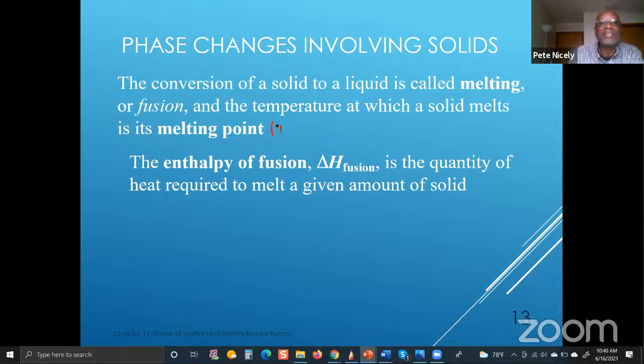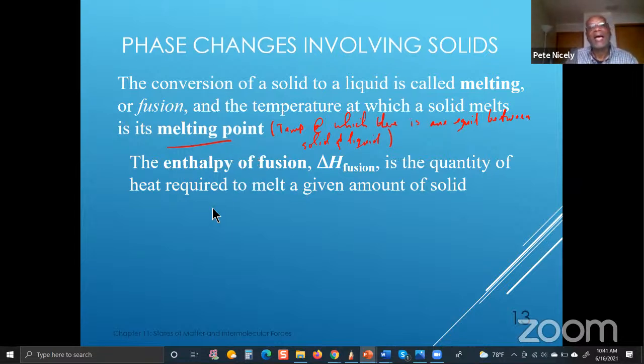The melting point, which is the temperature at which there is an equilibrium between solid and liquid. All right, that's the actual definition of the melting point. The melting point is a temperature which is an equilibrium state between the solid and the liquid state.